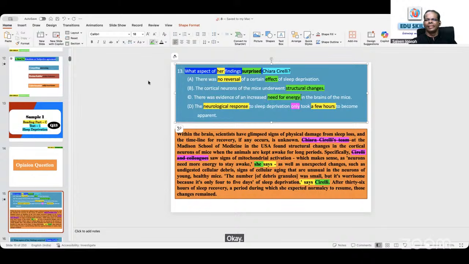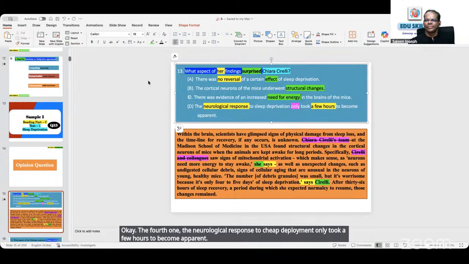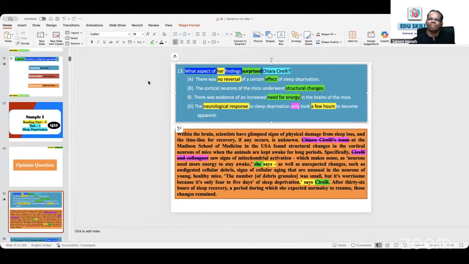The fourth one: the neurological response to sleep deprivation only took a few hours to become apparent. Effect. Now, why did I say opinion-based?